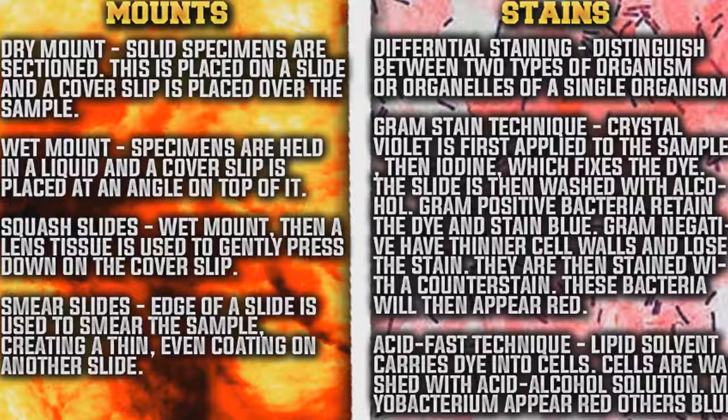The next mount is squash slides. This is the same as a wet mount, but you actually apply pressure to the cover slip using lens tissue. Now that squashes down the specimen. You can also do this by getting two slides, putting the specimen in between them and then squashing the two slides. Obviously you have to be careful doing this because you are using glass and it could easily smash if you apply too much pressure.